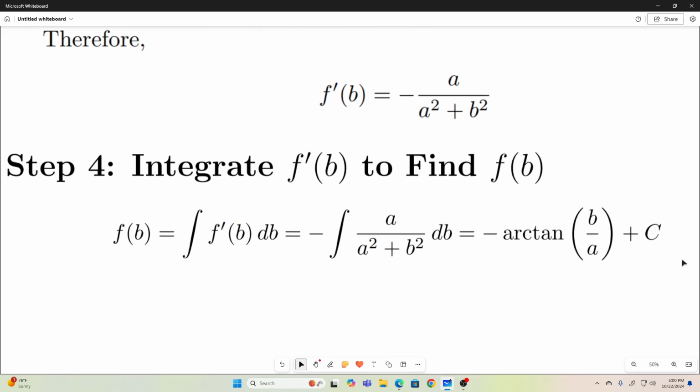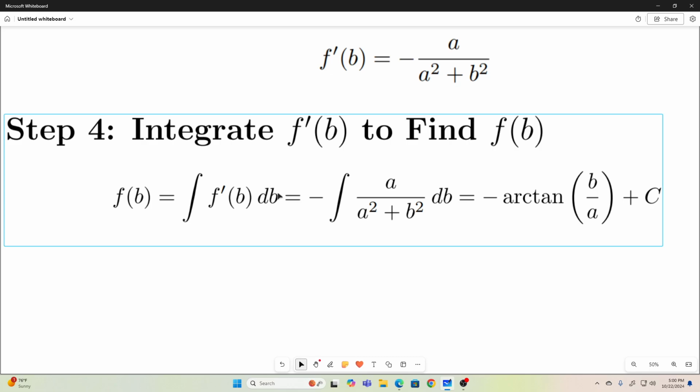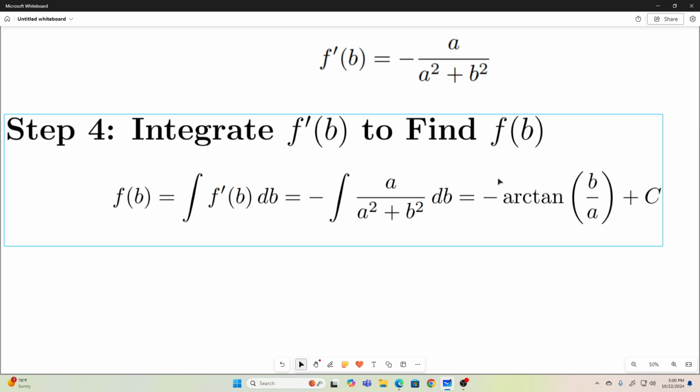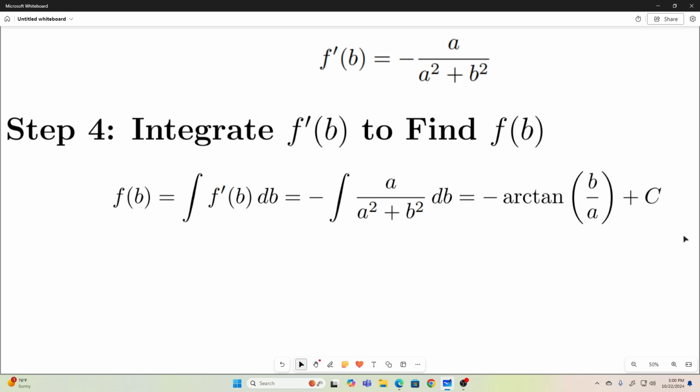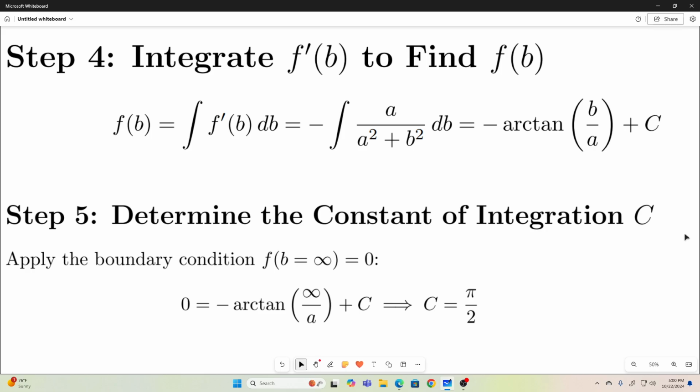So all we do now is we just integrate f prime of b to find f of b. So f of b is equal to the integral of f prime of b db, which is the same as negative integral of a over a squared plus b squared db, because don't forget f prime of b is negative a over a squared plus b squared. And that easily evaluates using traditional techniques to negative arctangent of b over a plus c. All right, so now we need to take care of that constant of integration.